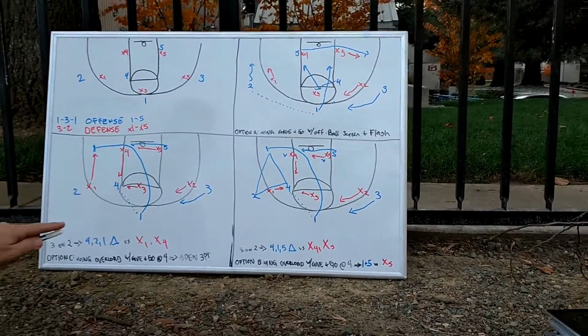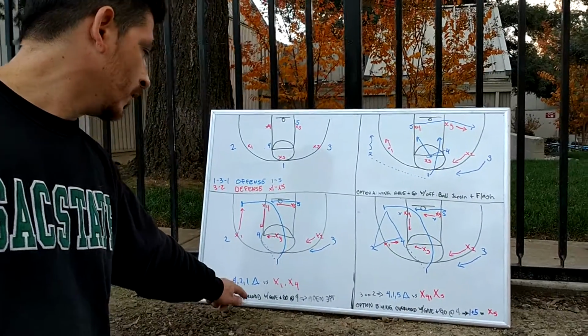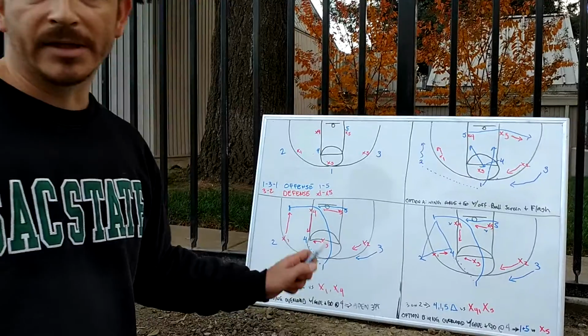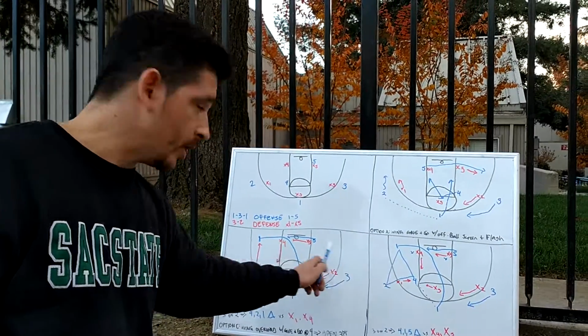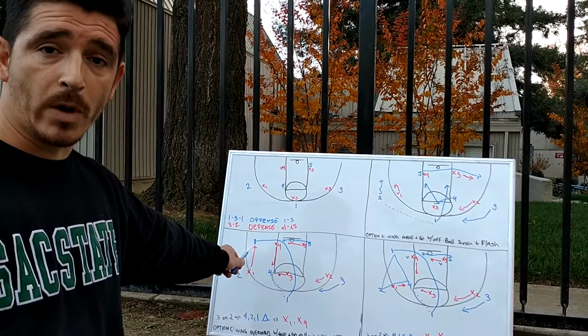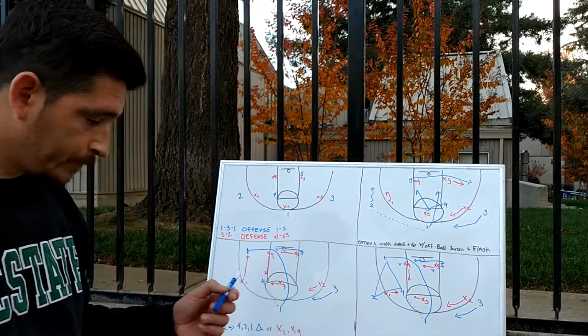Last but not least, option C. Option C is another wing overload with a give and go at 4, but this time we're saying that x1 is not going to go to 4, and x1 is going to drop down to take away that 2-on-1, which will leave us open with a 3-point shot.